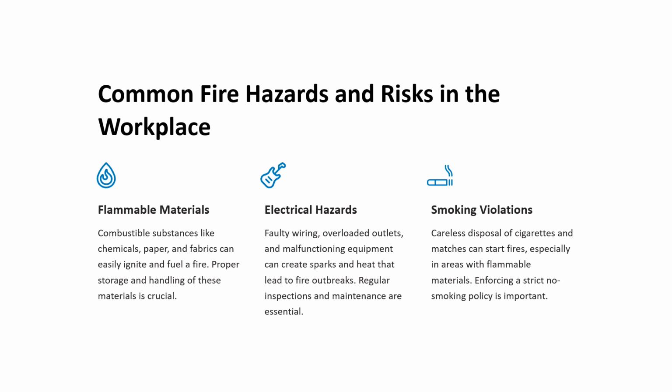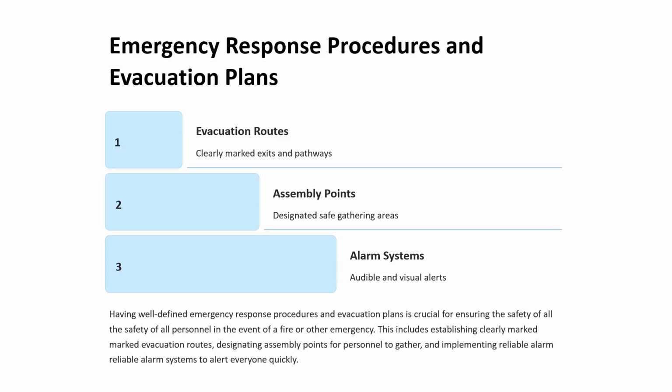3. Smoking violations. Careless disposal of cigarettes and matches can start fires, especially in areas with flammable materials. Enforcing a strict no-smoking policy is important. Emergency response procedures and evacuation plans. 1. Evacuation routes. Clearly marked exits and pathways. 2. Assembly points. Designated safe gathering areas. 3. Alarm systems. Audible and visual alerts.